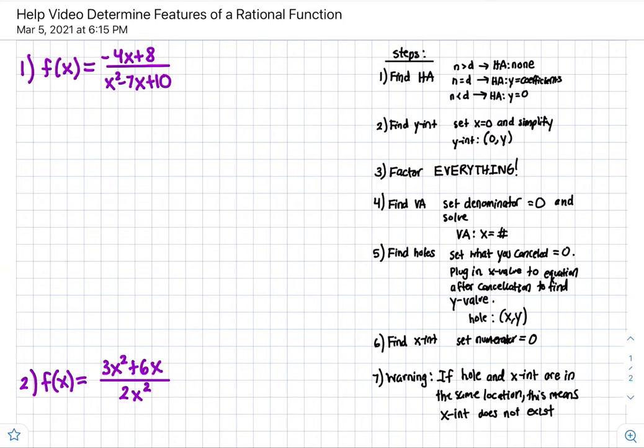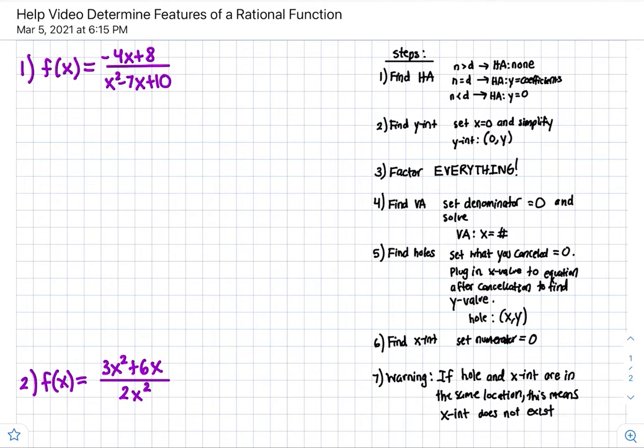Help video: determine features of a rational function. So here are the 7 steps in order for us to find each piece. And remember, you need to find the 5 things: horizontal asymptote, y-intercept, vertical asymptote, hole, and an x-intercept. So let's begin. Step number 1 is find your horizontal asymptote.